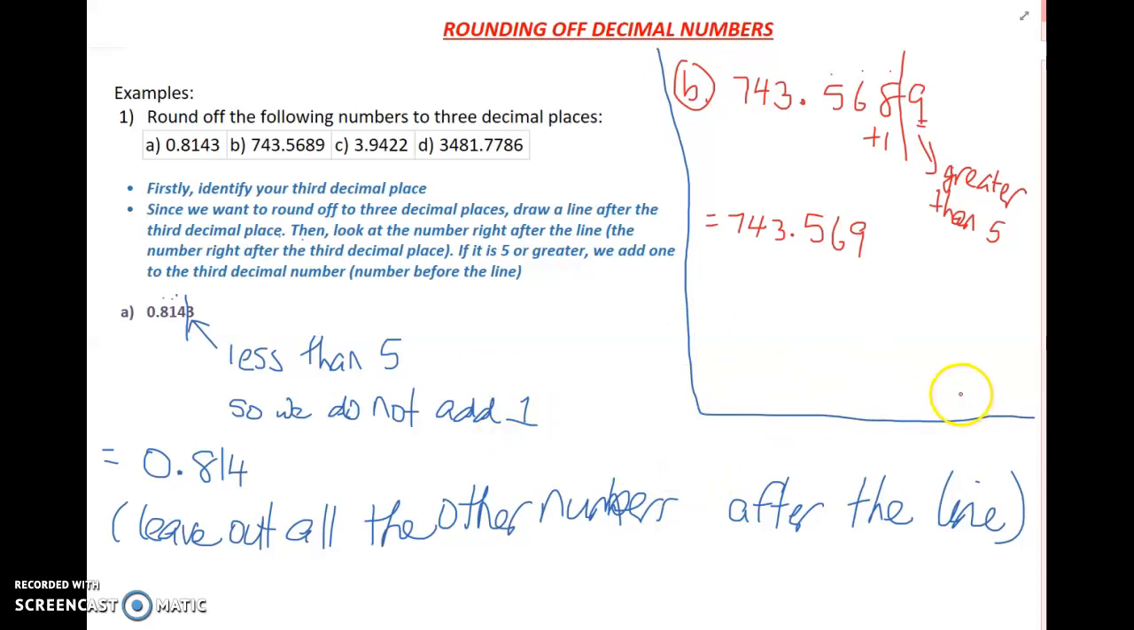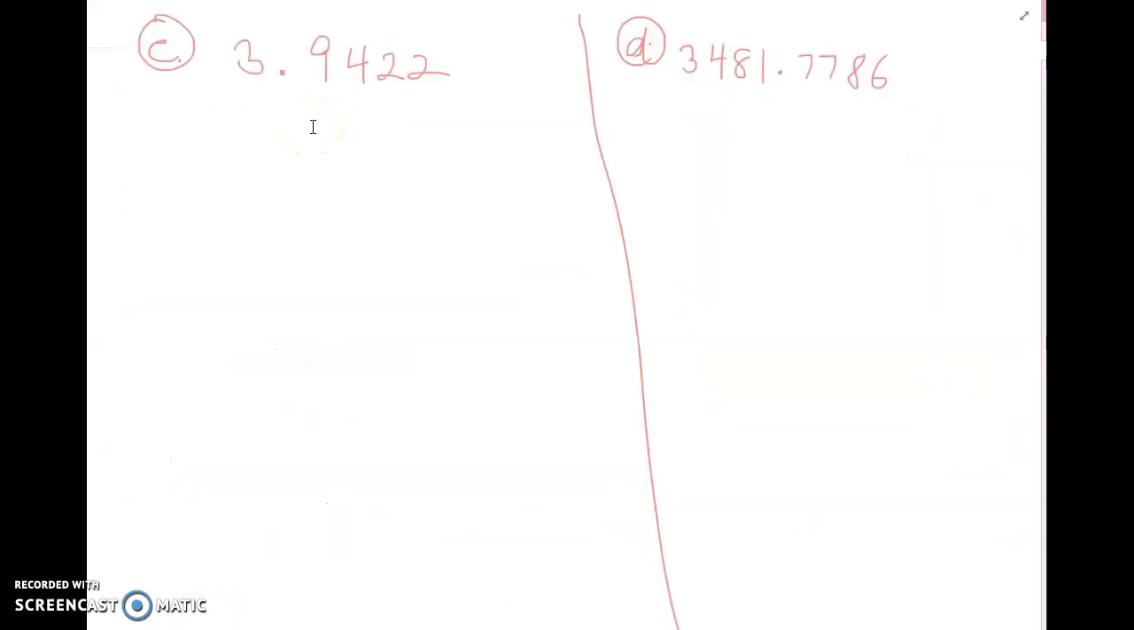743.569. So what you can do is pause the video, try C and D on your own, and then after you finish, you can go back and play the video to see the answer, right? Alright, so we're looking at C and D now. So let's look at C first. So 3.9422. We want to round this off to 3 decimal places. Again, identify the third decimal place. 9 is your first decimal place. 4 is your second decimal place. And the first 2 here is your third decimal place. So I'm drawing a line here. We're looking at the number right after the line.